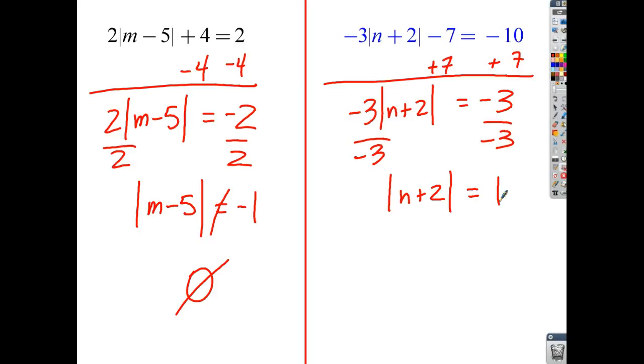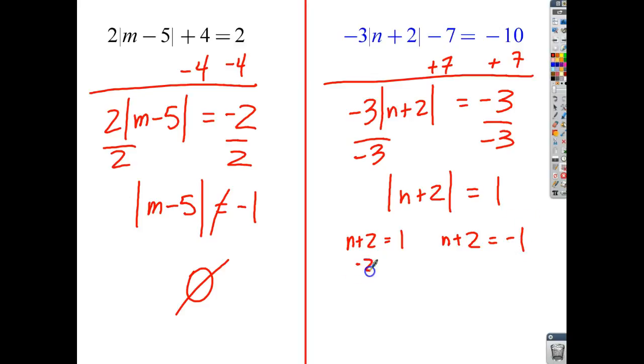Okay, so now what I'm looking for is what values n can be to make this inside one space away from 0. Then this is possible. I can get one place away from 0. So I'm going to say n plus 2 is equal to positive 1, and n plus 2 must be equal to negative 1. Either one of those is going to be true.